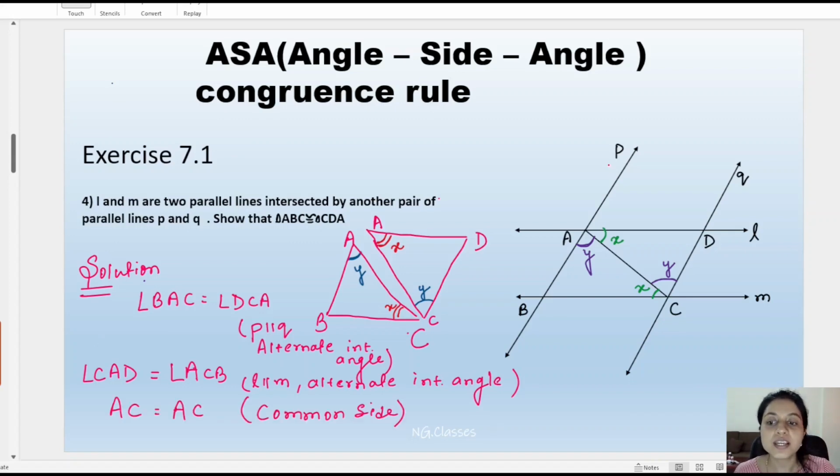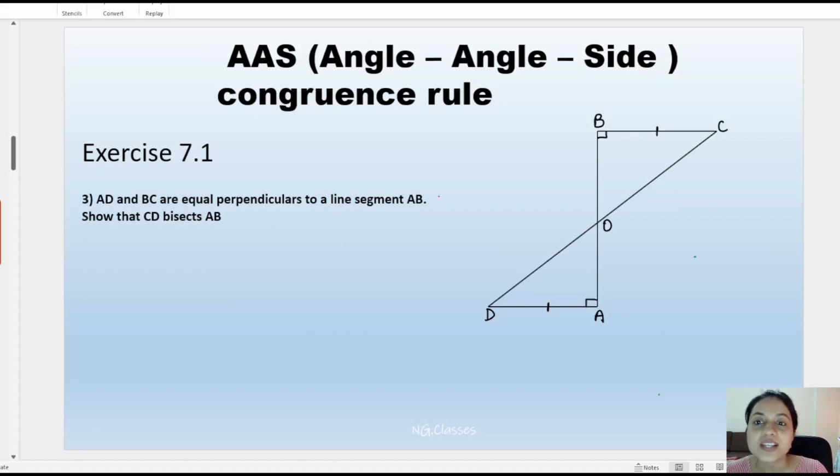Now see carefully, here we have the sequence of angle, then side, then angle. Hence we can say both the triangles are congruent with each other by the angle side angle congruency rule. Please note, whenever we are proving congruency, we must write the rule properly. And now our next rule is the angle angle side congruency rule. Let's understand it with the help of one question.